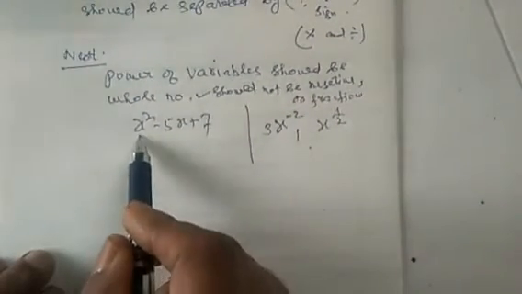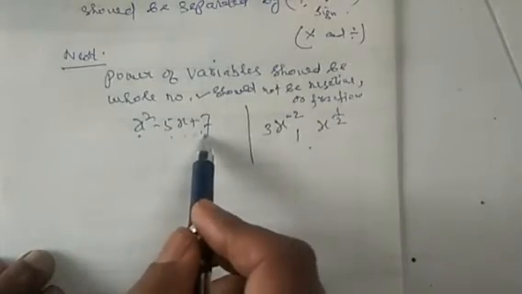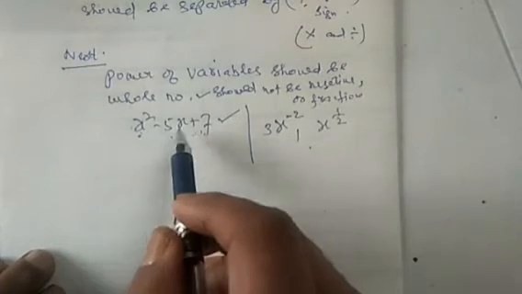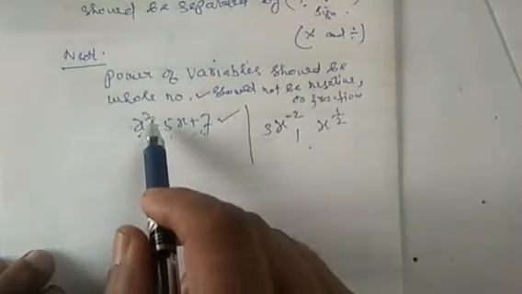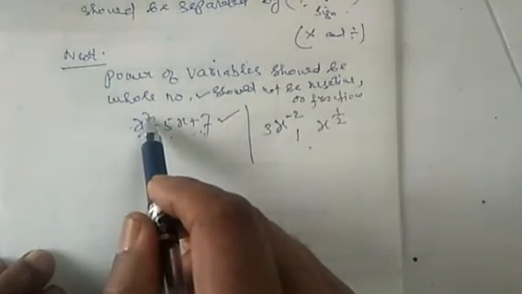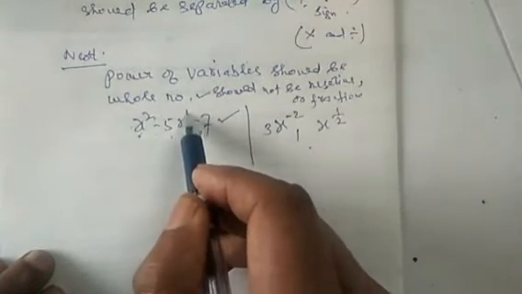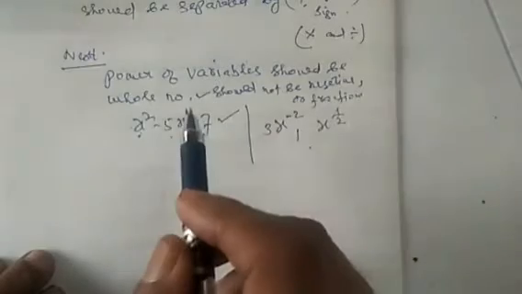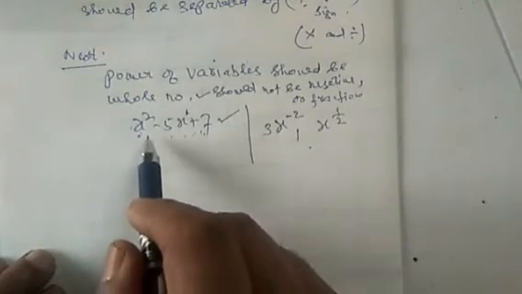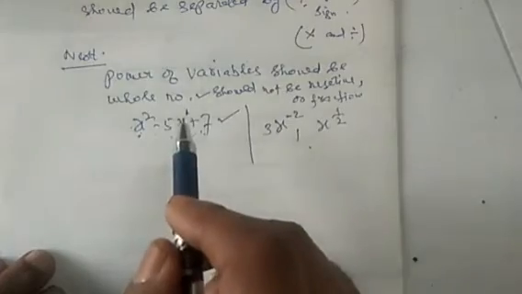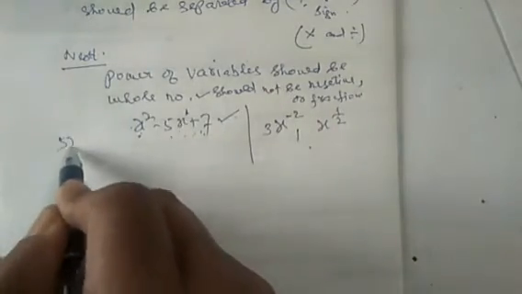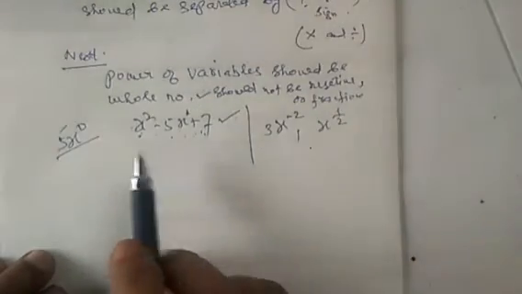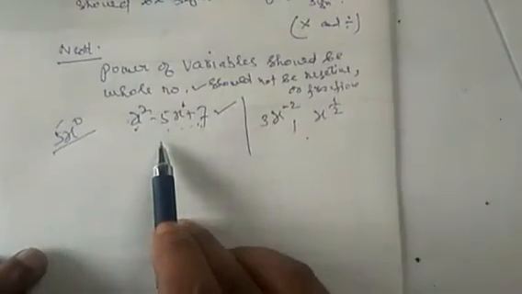Suppose I ask whether this is a polynomial or not: x square minus 5x plus 7. Following the rules, the coefficients are there, the variables are there, plus and minus are there, and the powers are whole numbers. x square has power 2, and the power of x is 1, both whole numbers. 0 is a whole number also, so the power of variables can be 0 also. Keep in mind, we can write 5x to the power 0 also. This is also a polynomial. So it satisfies everything. Now we can say this equation is a polynomial.